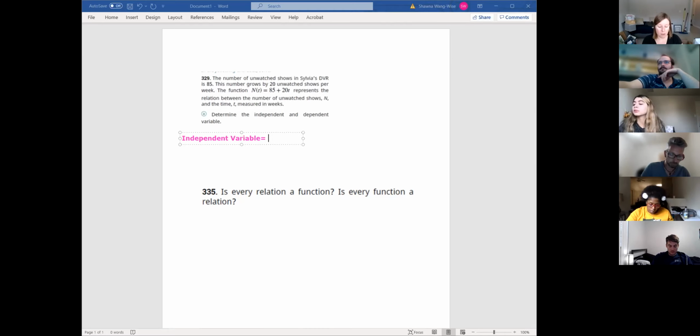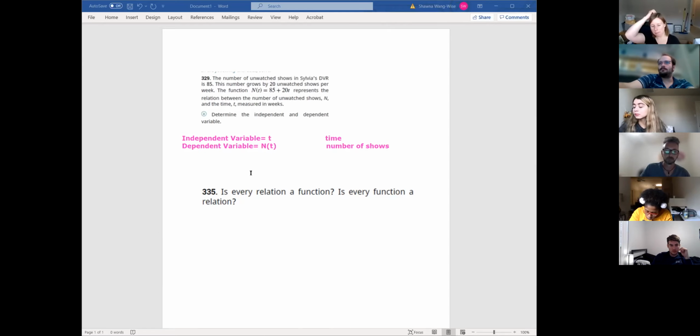Which one is our dependent variable? It's the N. Actually, it's N of T, technically. N of T depends on the T. That's why we say depends. N of T, and this one is the number of shows. I shouldn't put a parenthesis around that. It's going to look like that's how you're supposed to write it. I'm just telling you what it means in English terms. So I'll put a bunch of spaces so you don't get confused and think it's part of it. It's just me telling you what it means. Okay.